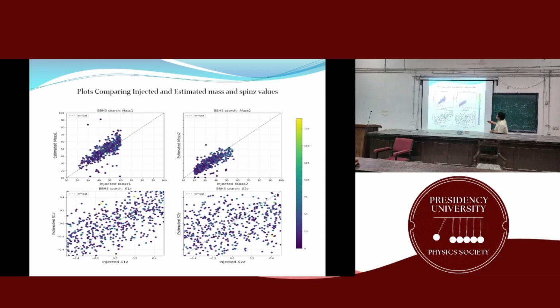These are the mass plots, and the spin plots, spin 1z. As you can see, the spin is not well constrained like the masses. Although the mass shows a constrained recovery, the spin is not at all constrained. We cannot say how well it is recovered. This is because we have taken only 2 spin components out of the 6.